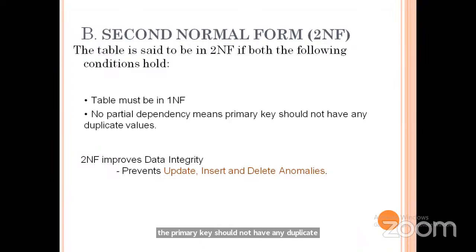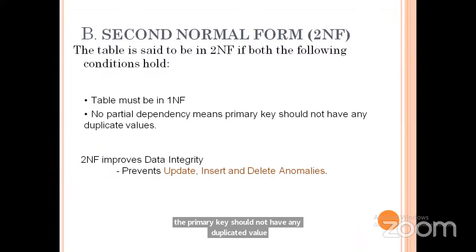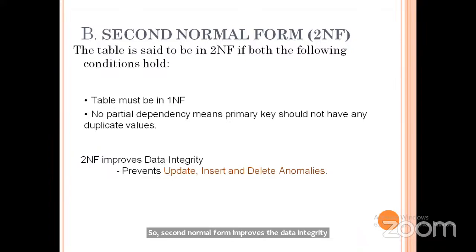So second normal form improves the data integrity, nothing but accurate data it is going to maintain by using 2NF. So see here, it is going to prevent update, insert and delete anomalies. By using second normal form, we can avoid update anomaly, insert anomaly, delete anomaly. Okay.